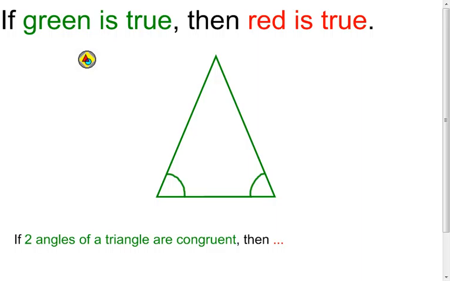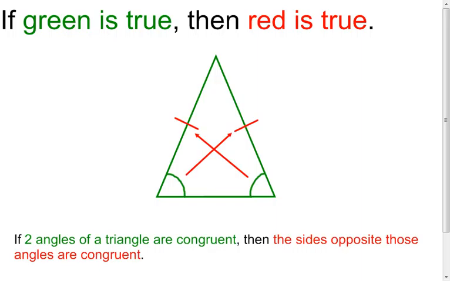What I have going on is the converse of the isosceles triangle theorem. This one tells us if two of the angles are congruent, then two of the sides will also be congruent, and specifically the sides opposite the congruent angles.